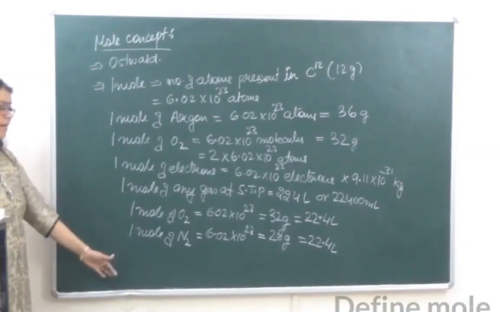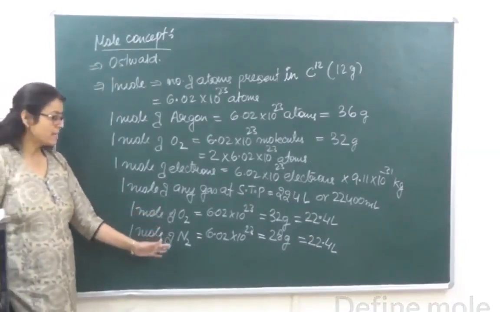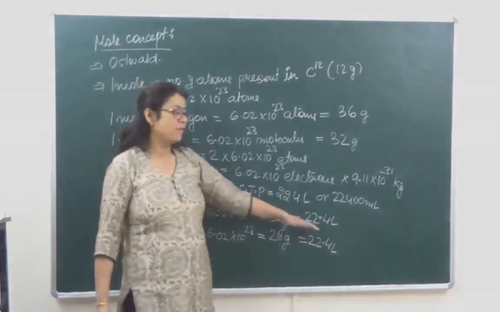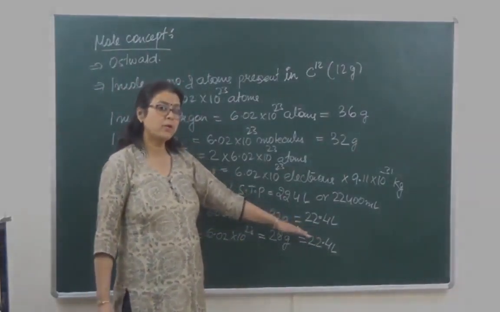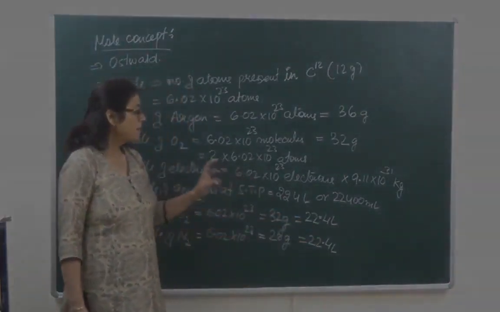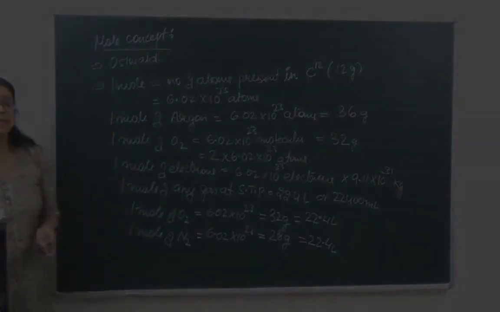So irrespective of the gas, whichever gas we are taking, 1 mole of every gas is going to occupy 22.4 liters. Now how do we calculate the number of moles?